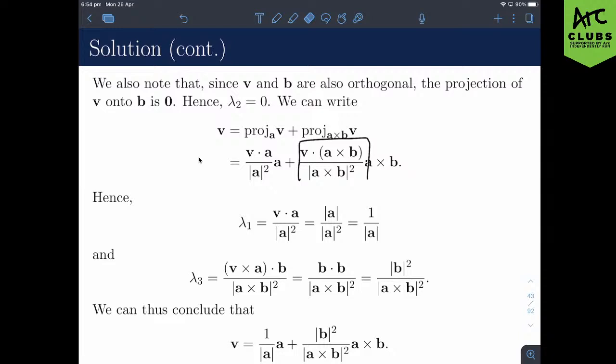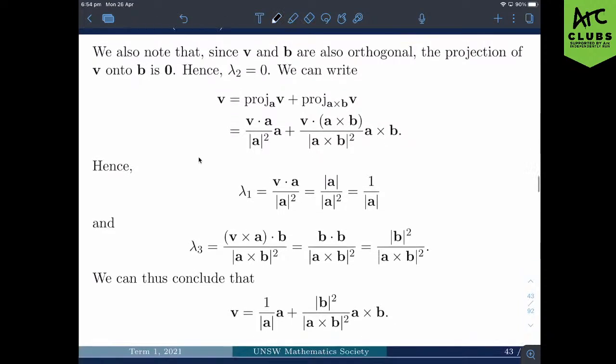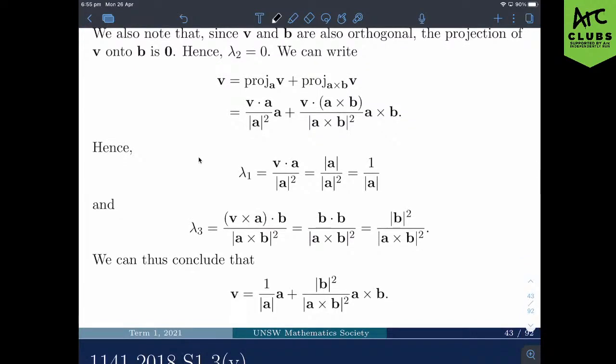Next, we can deduce what lambda 3 is, given what we have here. Once again, using the fact that we can switch the dot and the cross around, given we don't rearrange the vectors, we get V cross product A dot B. And nicely enough, we know that V cross product A is equal to B. And so the top part is B squared.